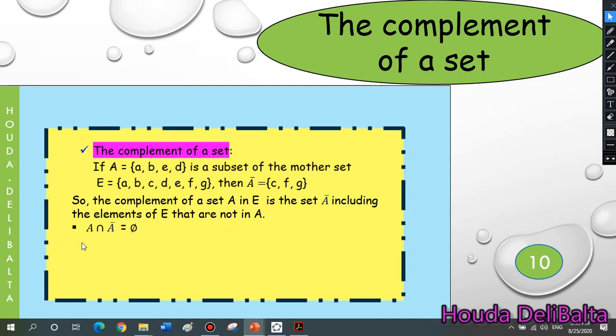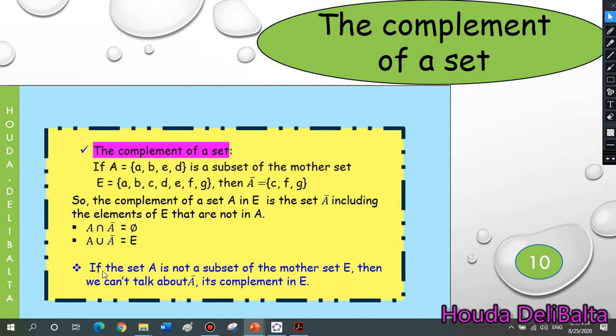Here is a logical note that A intersection its complement A bar is definitely phi, sure, because these two sets will never have common elements. While A union A bar, A union its complement, will definitely give the mother set. As you see here, if you take the elements of A with the elements of A bar, then you're going to get the set E.